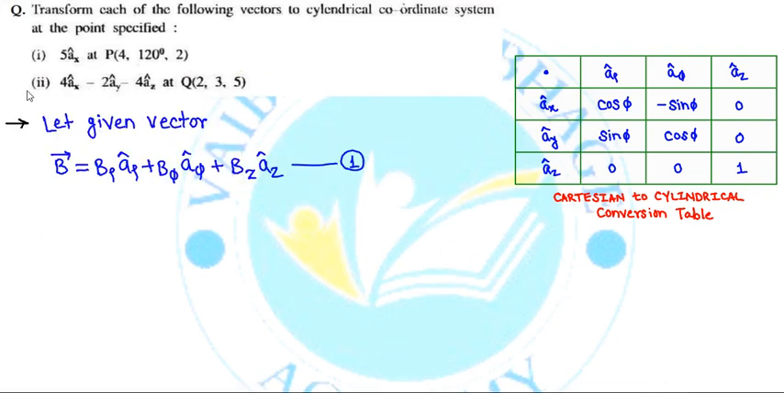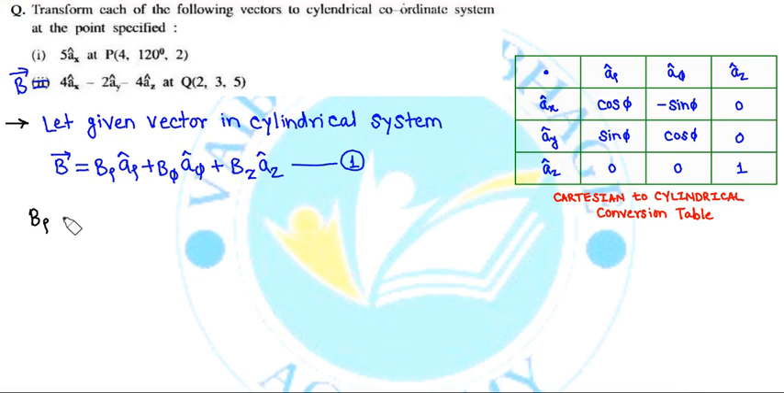Now let us assume that your given vector is vector B, and we have to express that vector B in terms of the cylindrical system. Assume this is your vector B, which is initially expressed in the rectangular system. In the cylindrical system it will have the magnitudes B rho, B phi and B z along the a rho, a phi and a z directions. So we are going to find the magnitude B rho.